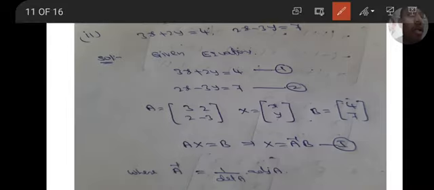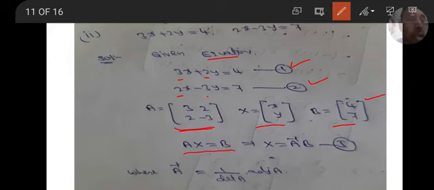Next, solve the equations 3x plus 2y equal to 4, 2x minus 3y equal to 7. Here it is 2 by 2 with only two variables x and y. Given equation 3x plus 2y equal to 4 is equation 1, 2x minus 3y equal to 7 is equation 2. The coefficient matrix A is [3, 2; 2, minus 3], X is [x; y] and B is [4; 7], the constant matrix.